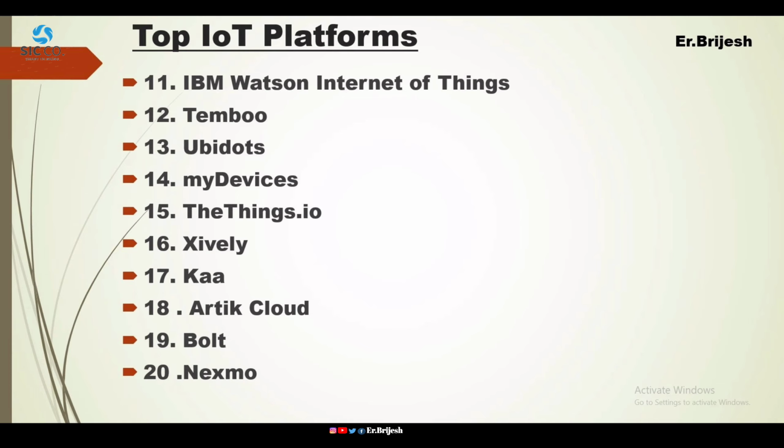Mostly we will be using ThingSpeak, Tambo, Ubidots, Bolt, Nexmo, or the Google Cloud Platform. These are the platforms we will use to implement IoT because they are easy to use. Their API is good and user friendly. We can easily use them to make our projects. So these were the platforms we will use.